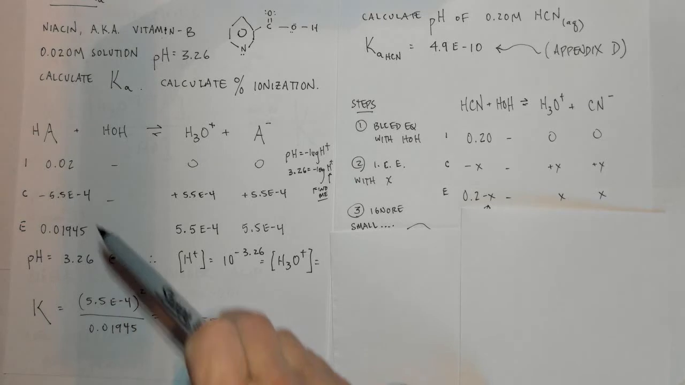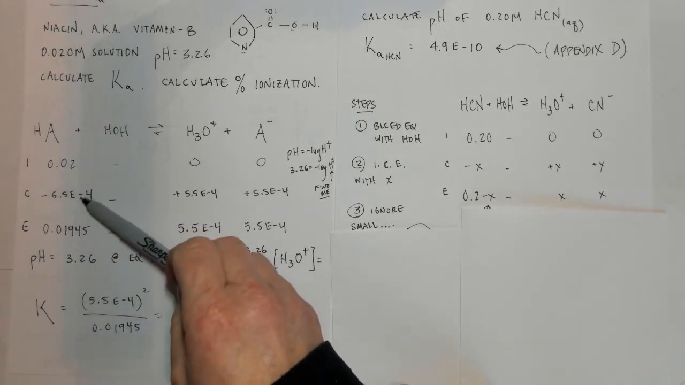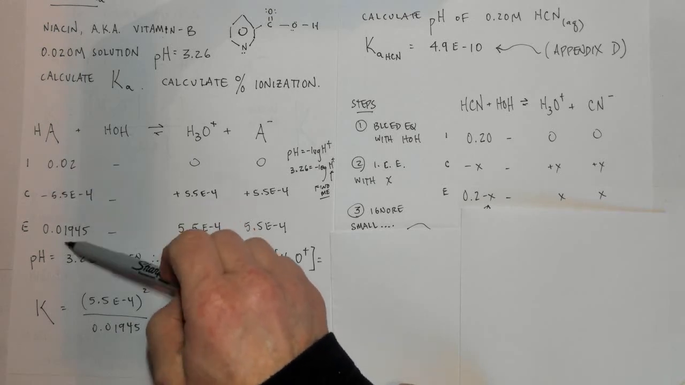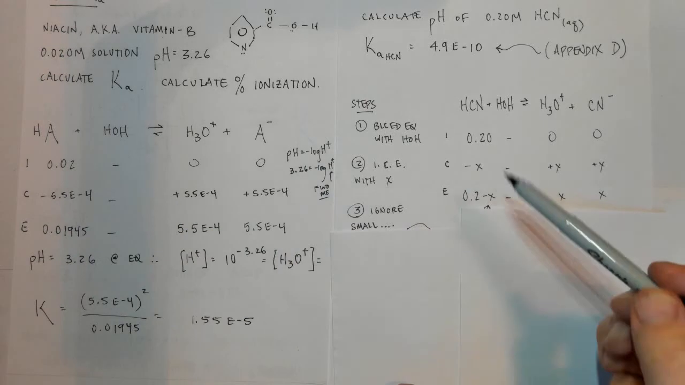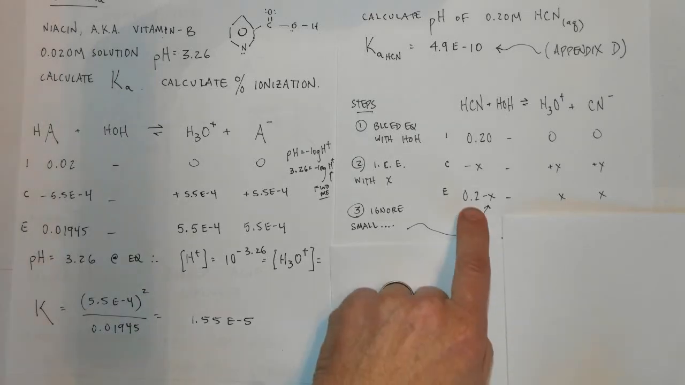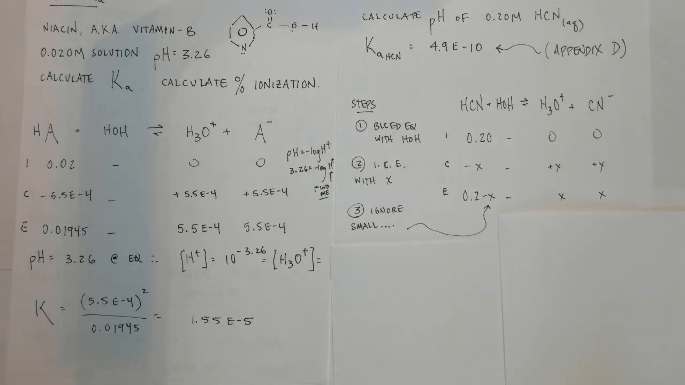Just like we found out in this last problem, the amount that was lost right here is pretty small compared to the 0.02, because they end up being very similar. We're going to take this X and ignore it. We're going to say it's small as compared to 0.2 molar. It's a fair assumption, and I'll show you a way that you can confirm your fair assumption in just a little bit.